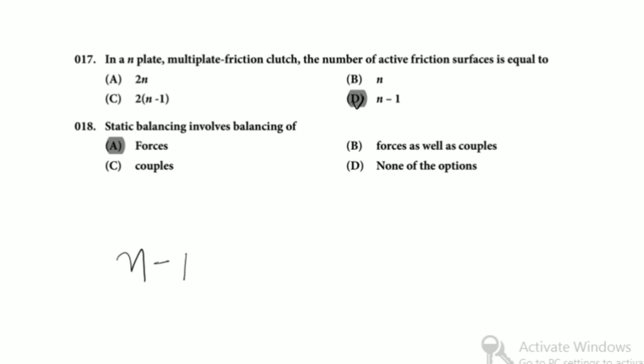Question number 18. Static balancing involves balancing of what? Here the body is already in a static condition, there is no relative motion, so there is no need of any couple and no generation of any couple. From the options you will be able to get that forces has to be the answer. The options given are forces, couples, forces as well as couples, and none of the options. Out of these, forces should be the answer, because they have considered only a static condition and static balancing.